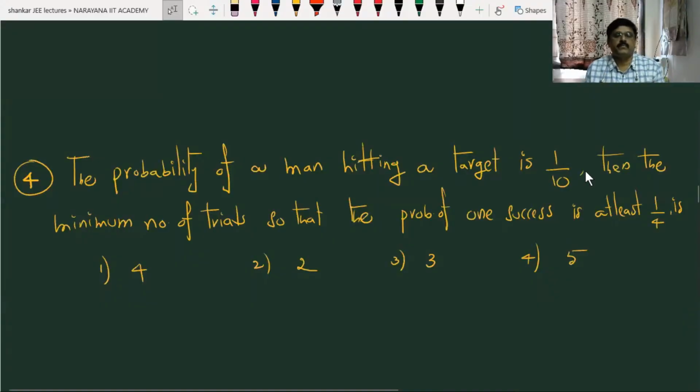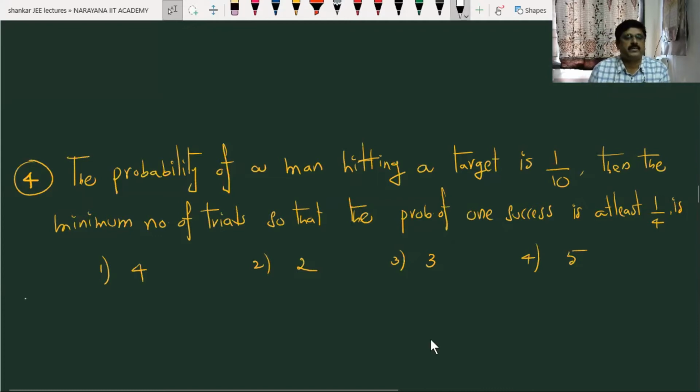Students, next problem. The probability of a man hitting a target is 1 upon 10. Then the minimum number of trials, so that the probability of one success is at least 1 by 4. See, students, simple problem based on binomial distribution. So whatever the event mentioned in the problem, we have to take that particular event as success. So hitting the target is a success.